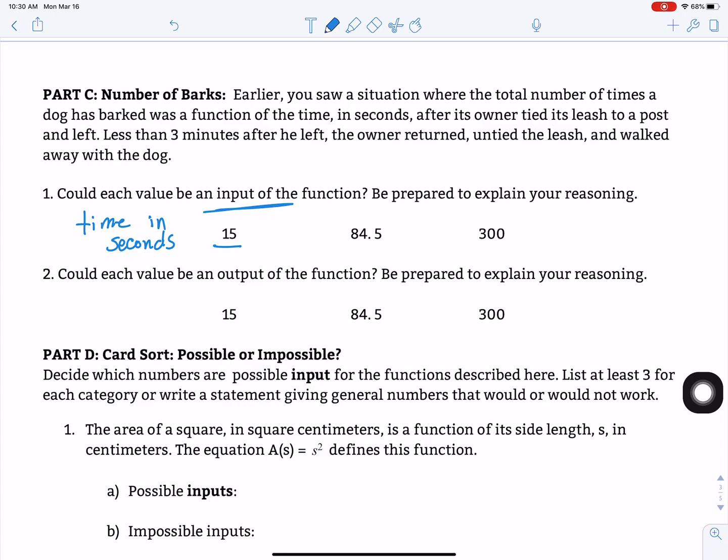We're talking less than 3 minutes, 60 seconds in a minute. So 15 would definitely work, and I just compare that with those. The highest number it can be would be 3 times 60, or 180 seconds. So this input here would not work because we are too far beyond that amount of time that we have.